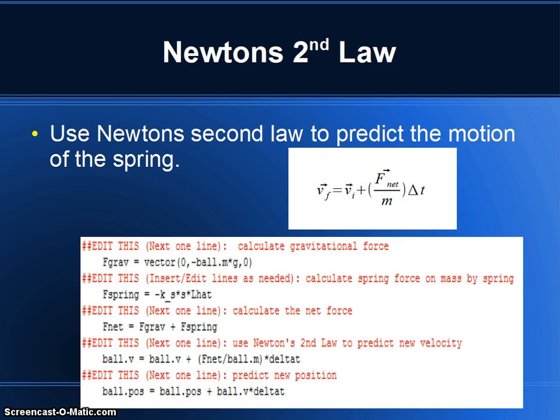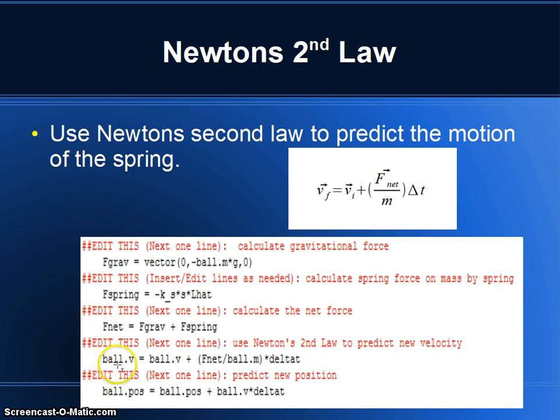Now, this motion seems very complicated, however we can use Newton's second law to predict it. Newton's second law is shown here, where velocity final is velocity initial plus the net force over mass times delta t. We know in this case only the force of gravity and the force of the spring are acting on this object. So we set these up appropriately, where the force of gravity is mass times gravity in the negative y direction, and the force of the spring is negative k times s times L hat, and F net is adding these two things together.